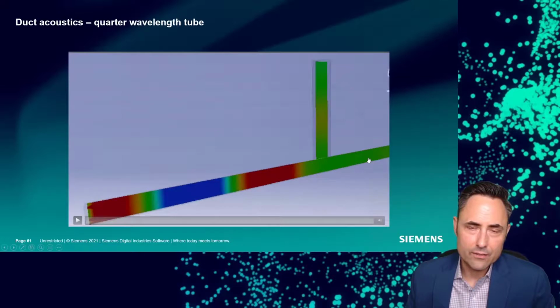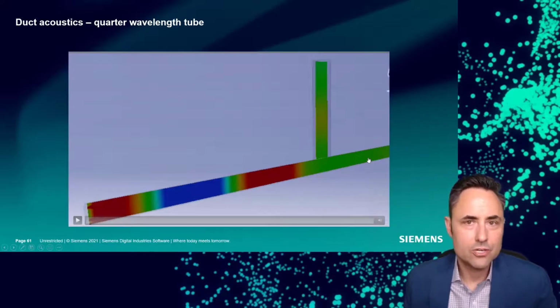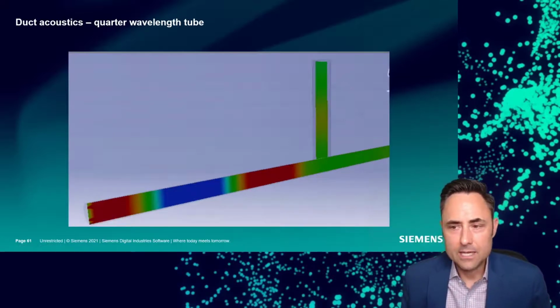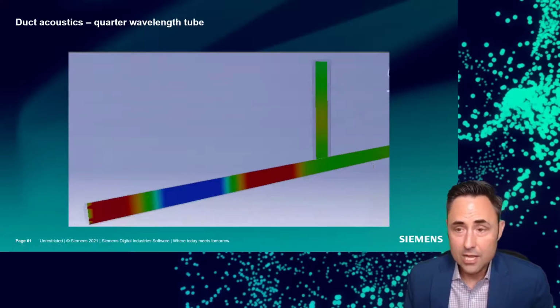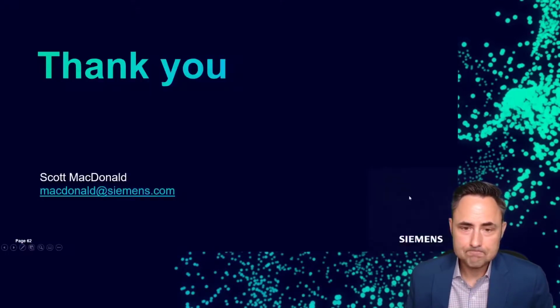You'll see quarter wavelength tuners all over the place in your automotive inductions and exhaust systems. They're relatively easy to package and are really, really effective for knocking out single frequencies. So that's why they're used all the time.